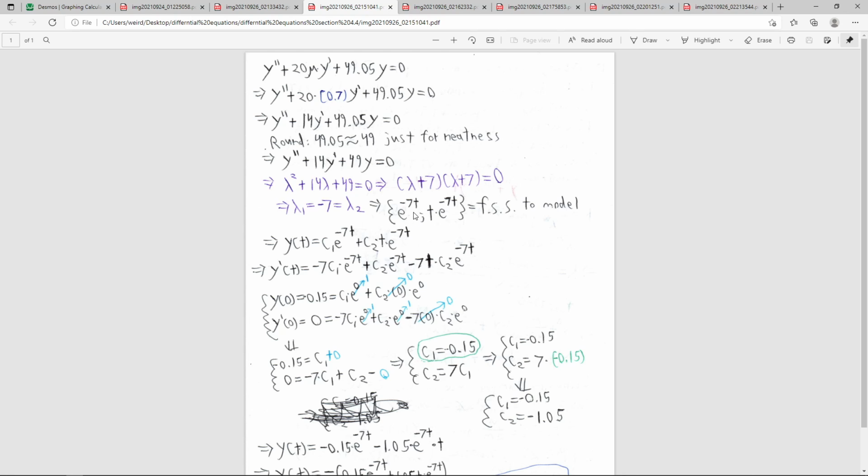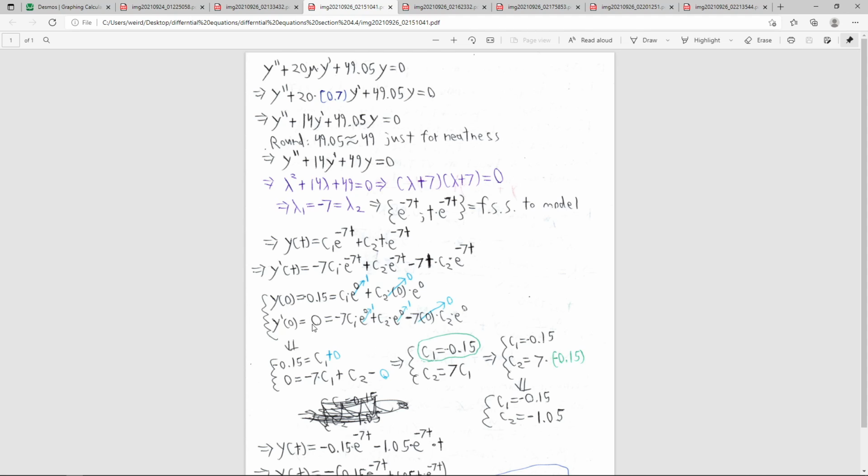Yep, we solved this. The fundamental set of solutions is e to the negative 7t and t times e to the negative 7t, for this model question. Like before, this is the case when we have two real values that are equal for lambda. So it's just the sum of these with the constants added in. And y prime of t is this. You can read it off here.